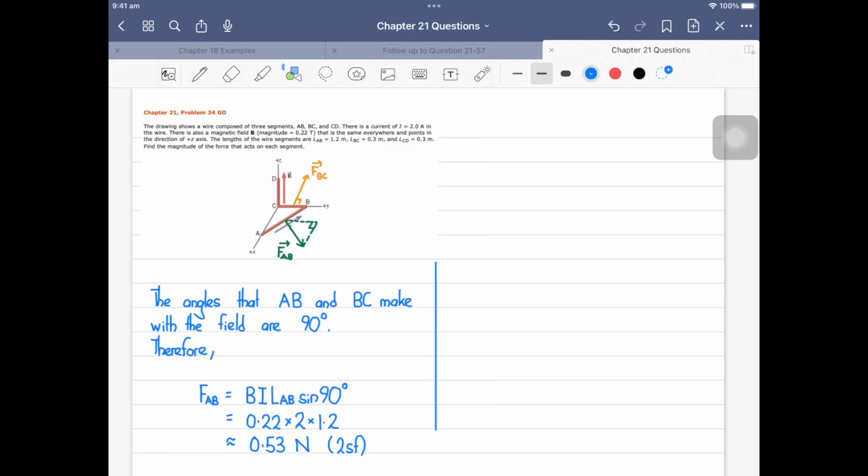And then on BC, it's kind of the same thing. We have the magnetic field strength times the current. Now it's just the length of wire BC. Again, the angle between the current and the field is 90 degrees, so we're going to chuck in 90 degrees. And that's approximately 0.13 newtons.